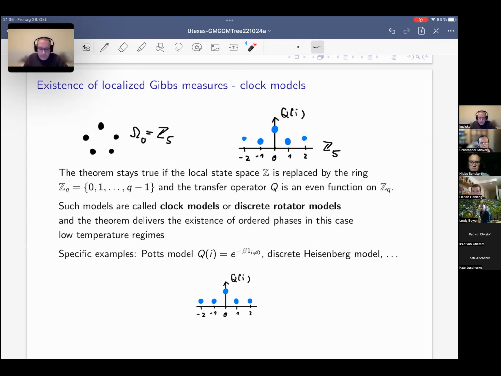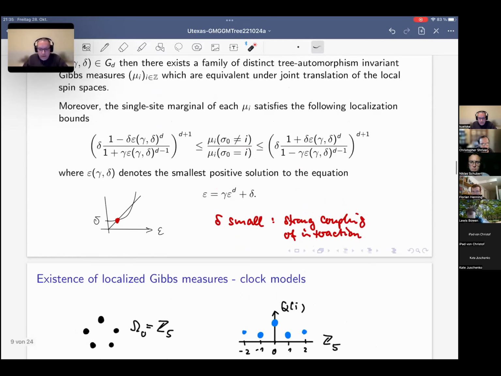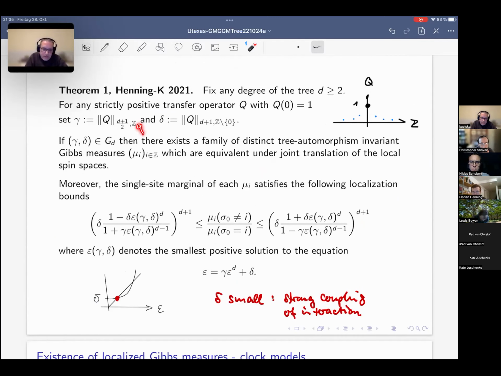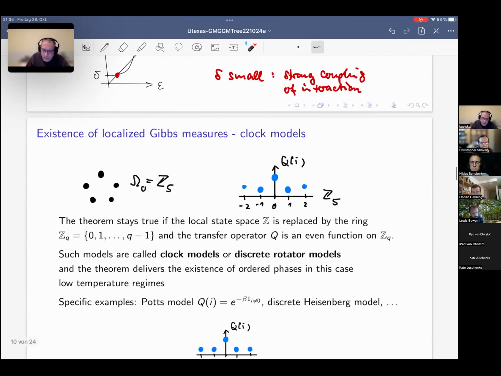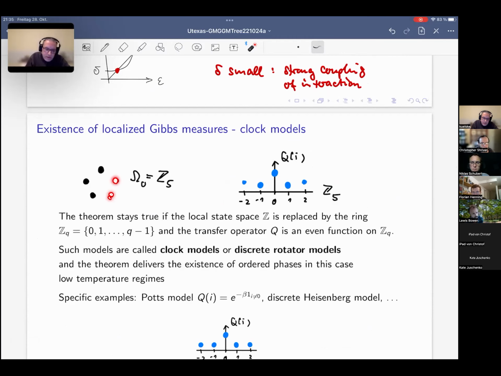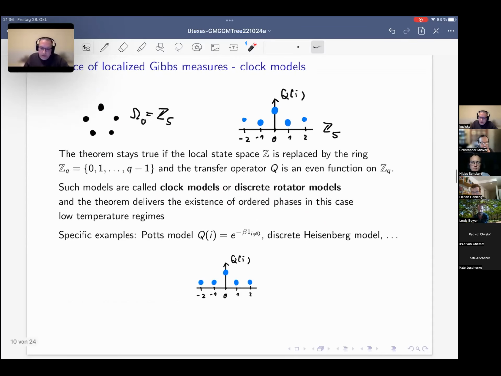Which needs to be small, and then you can write down the whole thing again. So this has to be replaced by ZQ and ZQ. The same thing stays true, and then you get measures which are tree automorphism invariant, and so they will now favor one of these. For each of these states, you can get a measure which favors it. And these things have been called clock models, because this looks like a clock with 5 hours, or discrete rotator models.